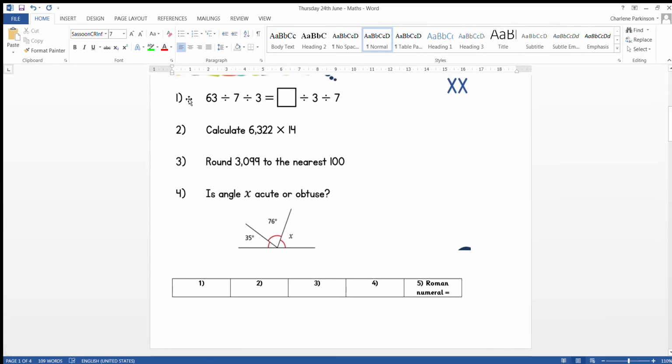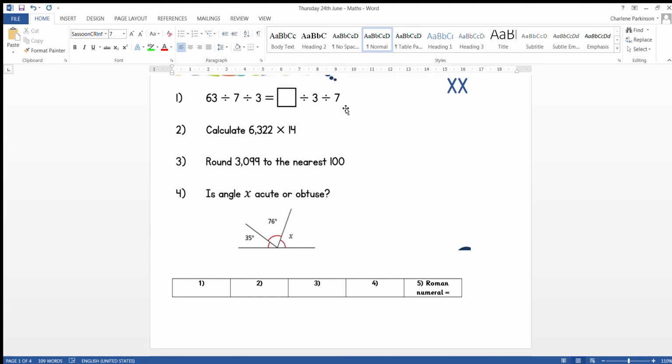Second one, this half of the equation needs to match this half of the equation. So 63 divided by 7, so think what that is, and then divided by 3 is the same as what divided by 3 divided by 7. It's a balanced equation. And you've got a written multiplication, rounding to the nearest 100 this time.